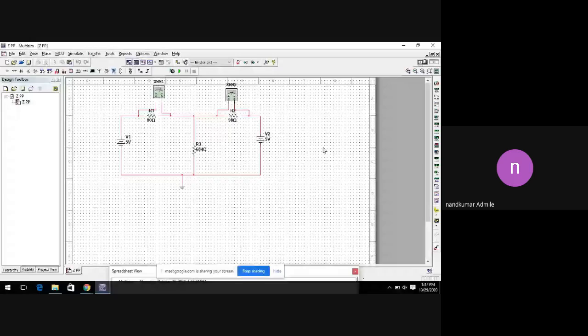Today we're going to study the third parameter, which is called the Z parameter. The simulation of the Z parameter is similar to the H parameter and Y parameter. There is only a change in condition, where we make something an open circuit or short circuit. That's the only difference between these three parameters.